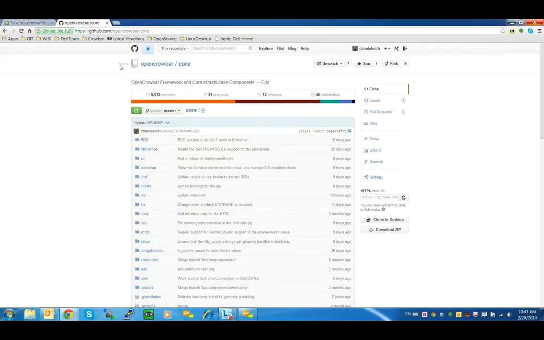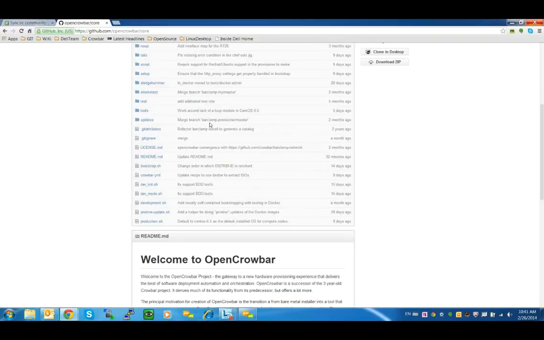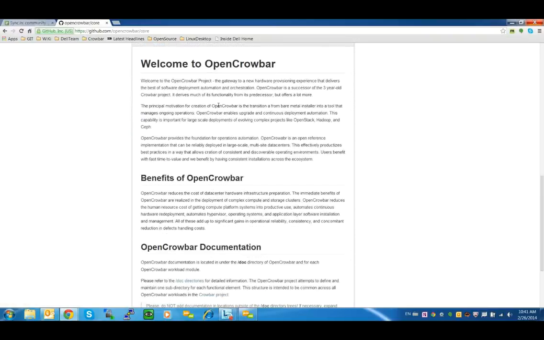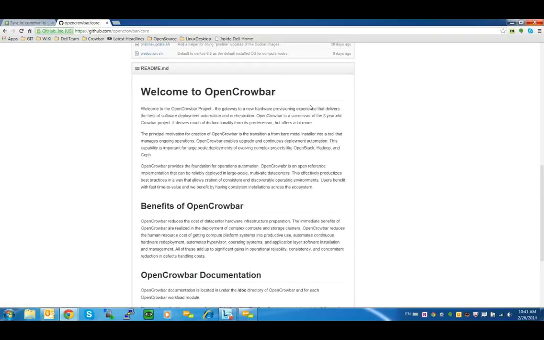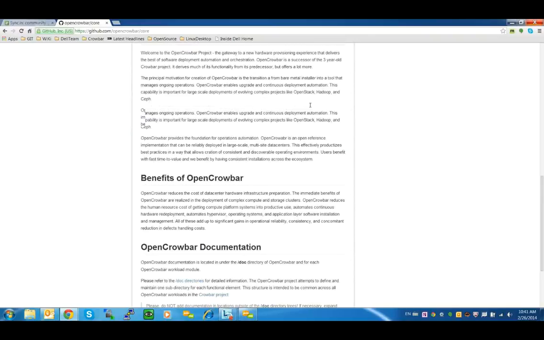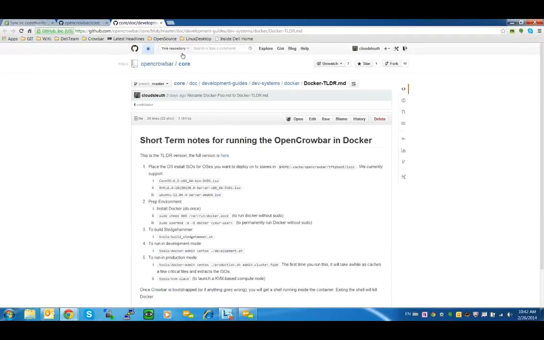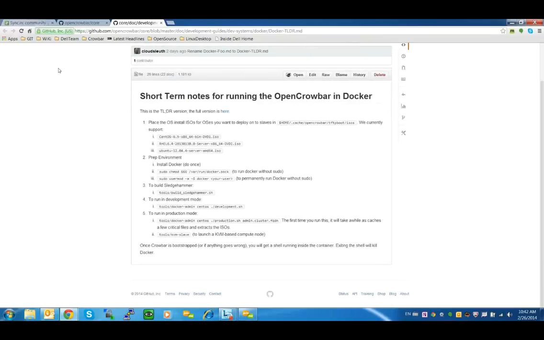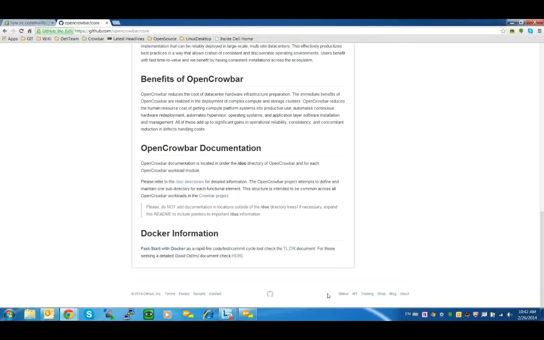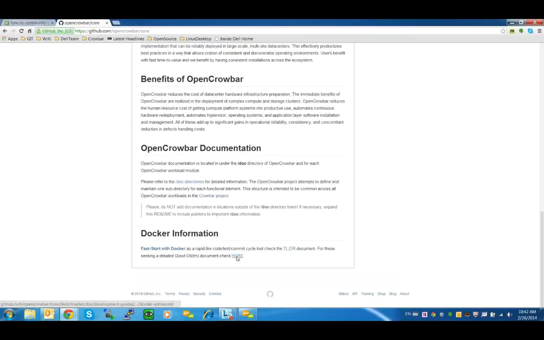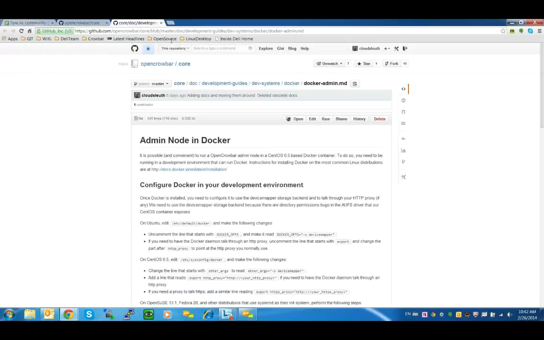When we open up the GitHub repo on the root of the core repository, it automatically brings up a README file. The README gives a brief welcome and overview of OpenCrowbar. This morning I added a facility to go directly to the Docker fast start. And there's the TLDR reference, it's the same thing. And the good oil version of that document is here.